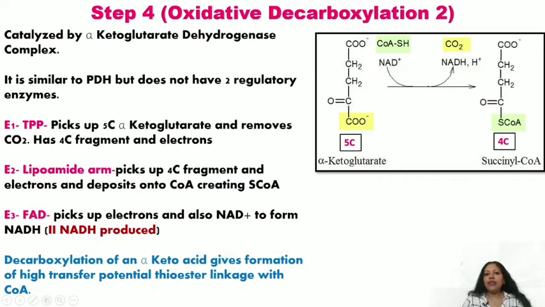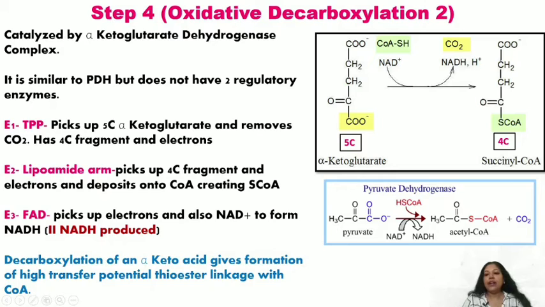Have you ever heard about a similar complex before? Yes, we have heard about the pyruvate dehydrogenase complex, and we have gone through the detailed mechanism of the PDH complex converting pyruvate to acetyl coenzyme A. So when you see the two reactions in parallel, you might get an idea that these reactions are very similar, both in the structure of the substrate as well as the cofactors and the releasing molecule.